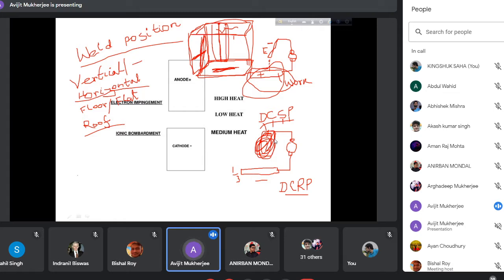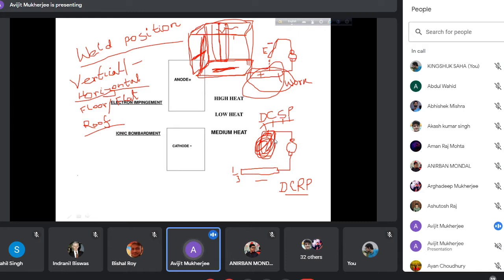But say, for example, a very large pressure vessel, a very large ship, where tilting in upside down fashion is practically not possible. So you must go for roof welding.